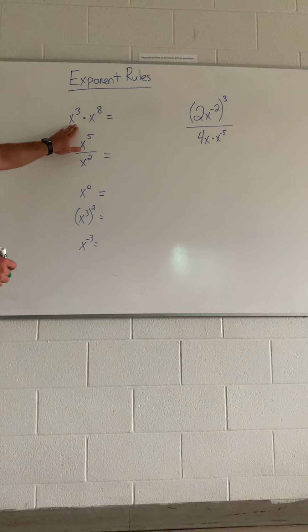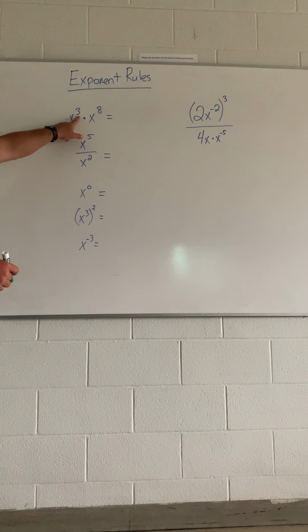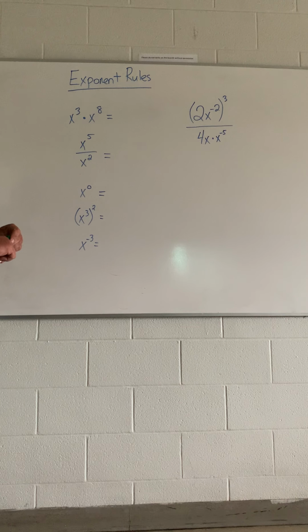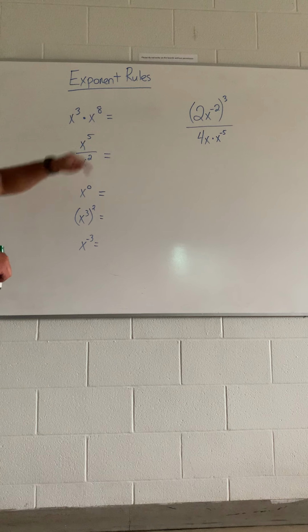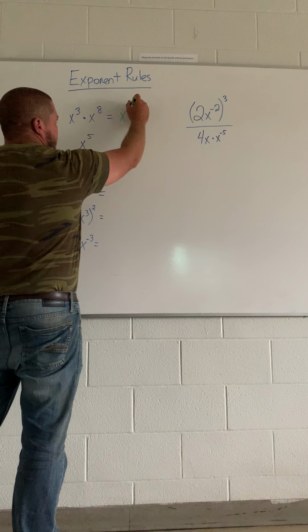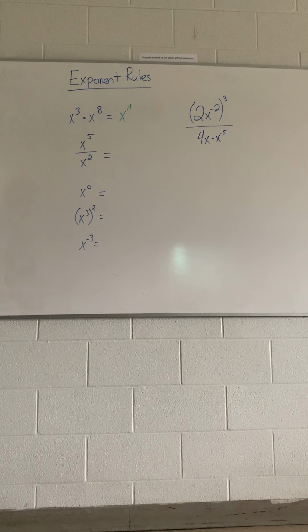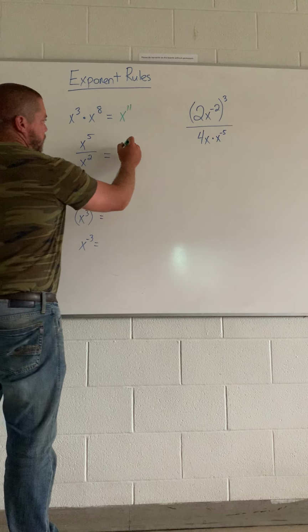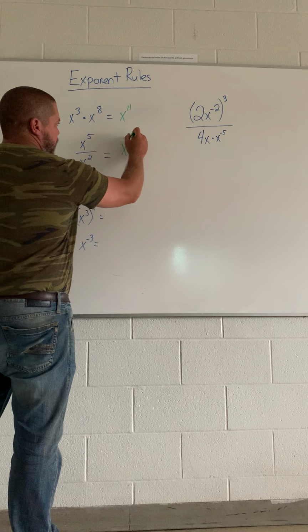So when we're taking a variable to the third power times a variable to the eighth power, all we have to do when we multiply these is add the exponents. So x to the third times x to the eighth is x to the 3 plus 8, which is x to the 11th. When we're dividing variables, x to the 5th divided by x to the 2nd, we subtract them. 5 minus 2 gives us x to the 3rd.